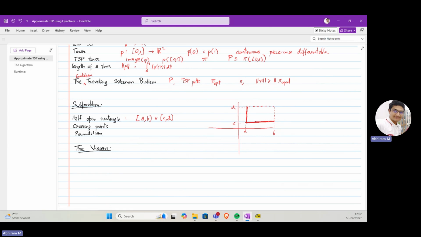So this is what our rectangle is going to look like. Points on these boundaries are said to be in the rectangle, but points on these boundaries are said to not be in the rectangle. So this is what a half open rectangle is. And A, B, C, D are any real numbers.